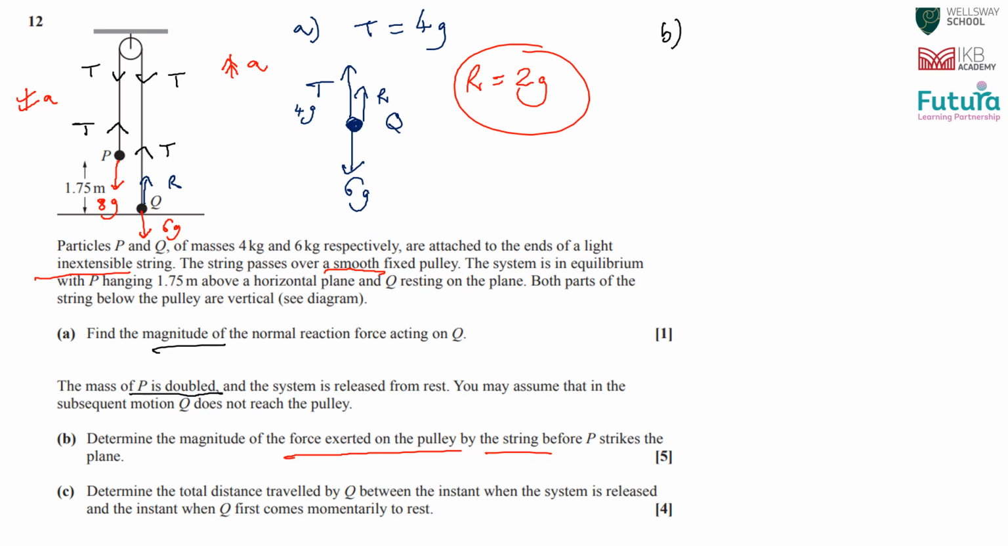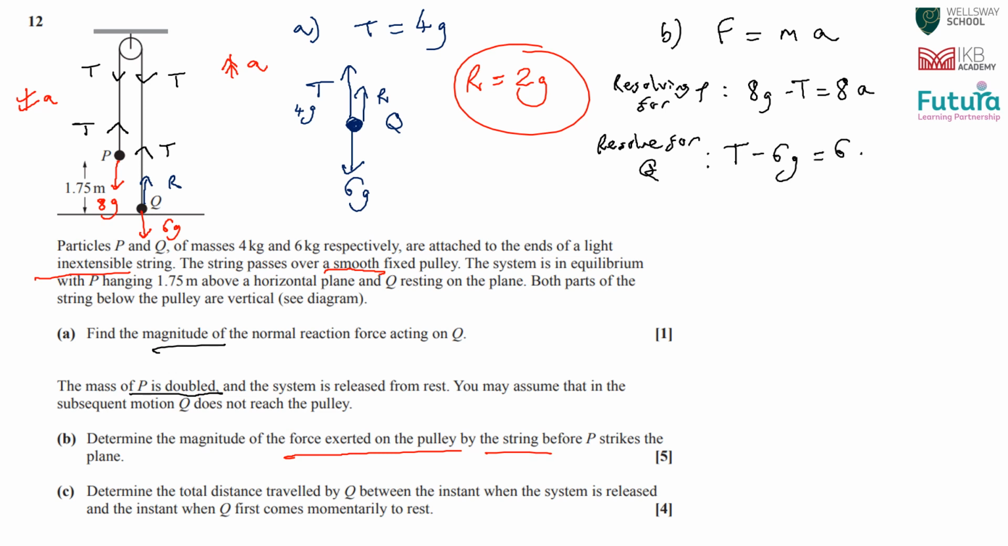So to do that, we're going to resolve forces on P and on Q separately. And to do that, we're going to use Newton's law, that F equals ma. So resolving for P, on P, your overall force is going downwards, that will be 8G minus T, equals the mass of P, which is 8, times the acceleration, which is A. We'll do the same thing now, resolve for Q. And in terms of Q, Q will be moving upwards, so it will be the tension minus 6G equals 6A.